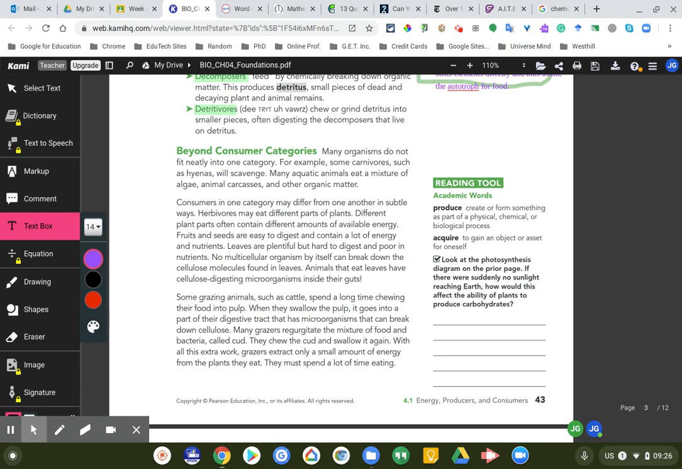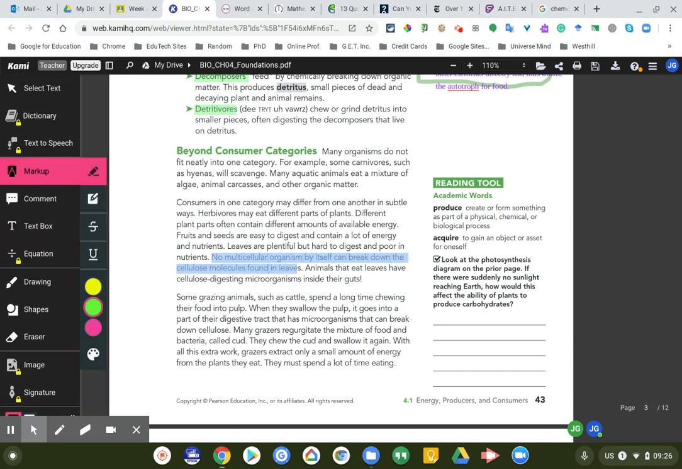No multicellular organism by itself can break down the cellulose molecules found in leaves. That's good to know, so mark that up. Animals that eat leaves have cellulose digesting microorganisms in their guts. Some grazing animals such as cattle spend a lot of time chewing their food to pulp. When they swallow the pulp, it goes into a part of their digestive tract that has microorganisms that can break down cellulose. So a lot of us more complex organisms have microorganisms that help us out.